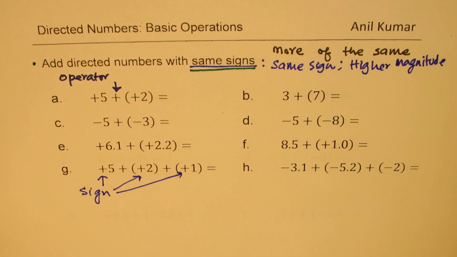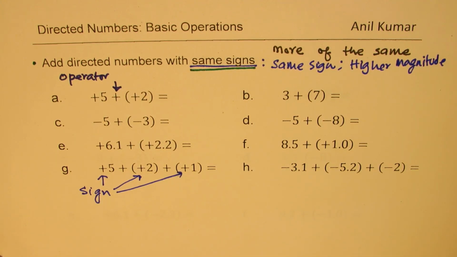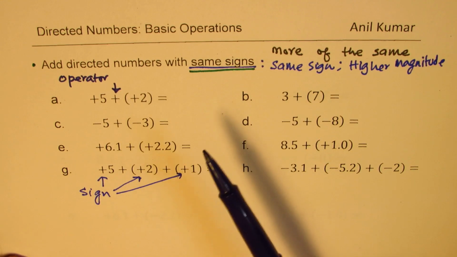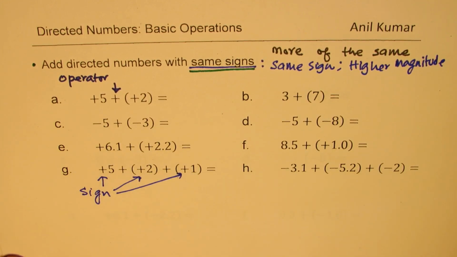So absolute value will be higher, right? The number may not be the greater number, but the magnitude will be higher. When we talk about magnitude, we drop the sign, okay? Now, let's begin answering the questions.